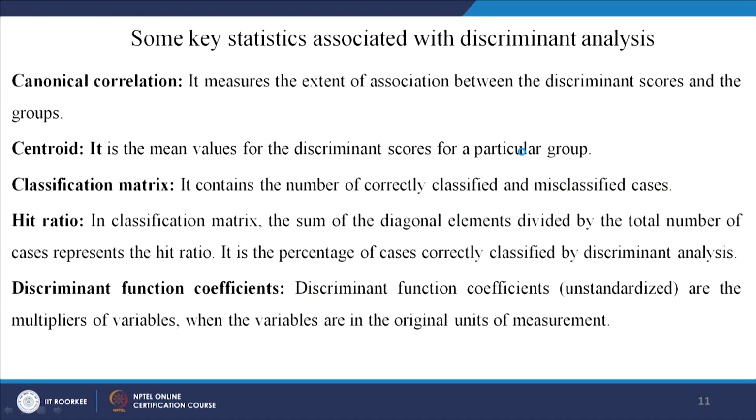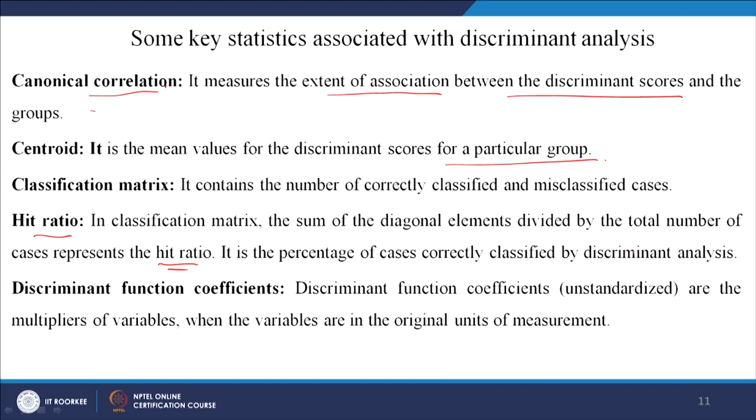Okay. Some key statistics associated with discriminant analysis. First is canonical correlation. You will see this when I use SPSS also. It measures the extent of association between the discriminant score and the groups, right. Centroid, it is the mean values for the discriminant scores for a particular group, right. Classification matrix, it contains the number of correctly classified and misclassified cases. Hit ratio, in the classification matrix, the sum of the diagonal elements divided by the total number of cases represents the hit ratio, and it is the percentage of cases correctly classified.